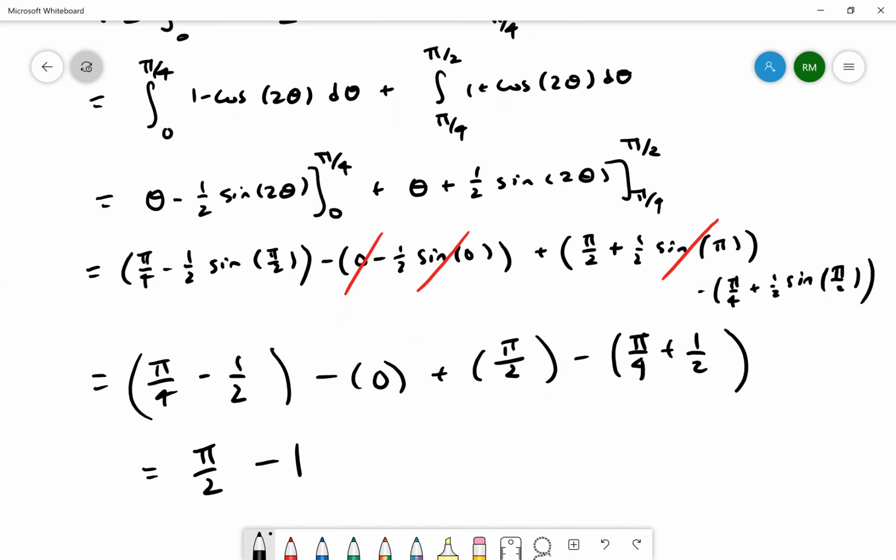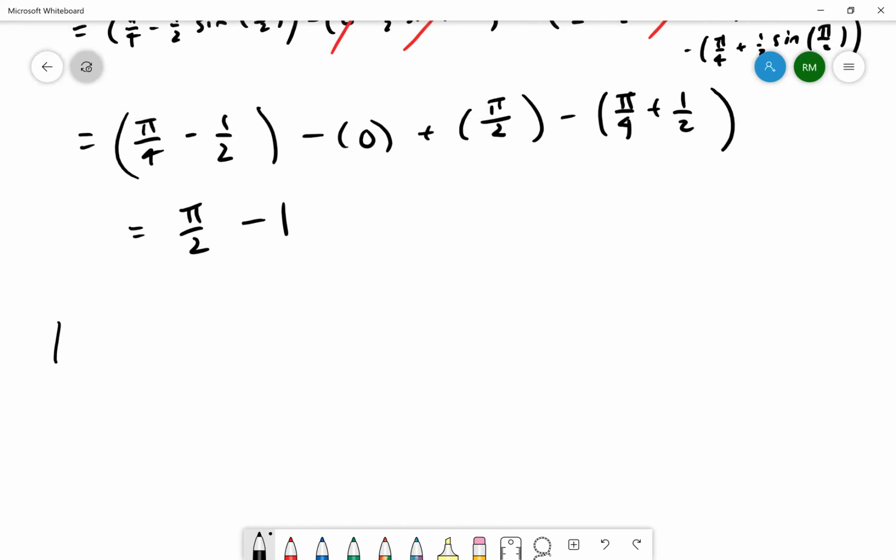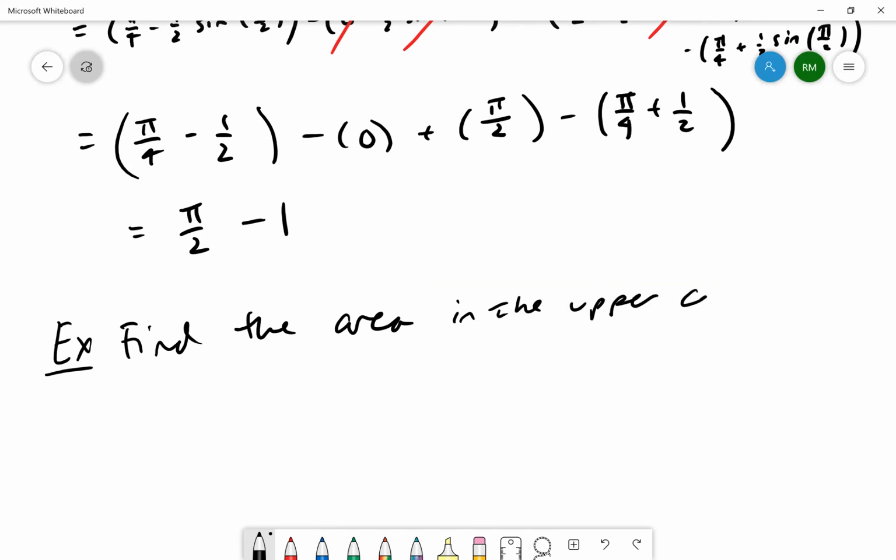So what we see happening is we typically need to find where the curves intersect and then use that to find the area. So let's do one more example. Let's find the area in the upper cardioid, but not the lower one.